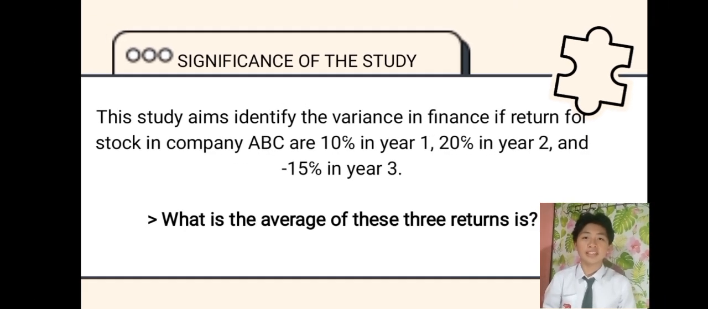This is an example statement. This study aims to identify the variance in finance if the returns for the stocks of companies A, B, and C are 10% in year 1, 20% in year 2, and negative 15% in year 3. What is the average of these three returns?